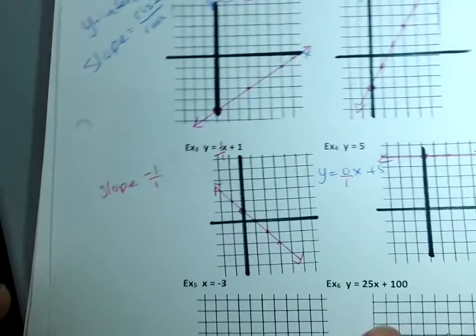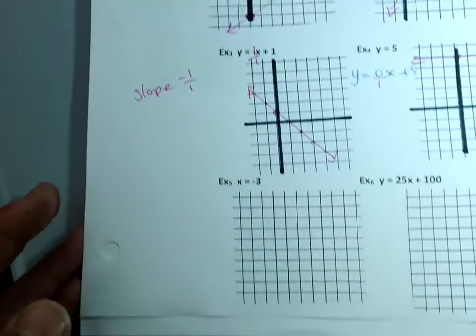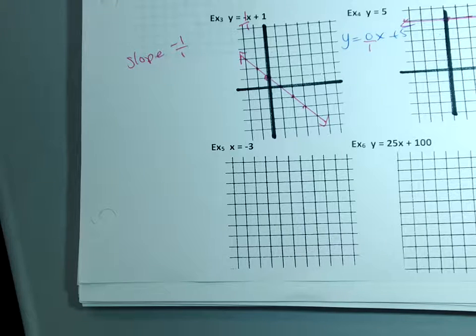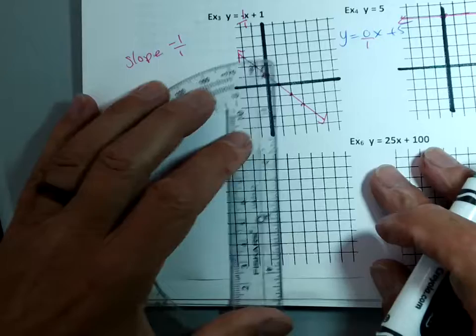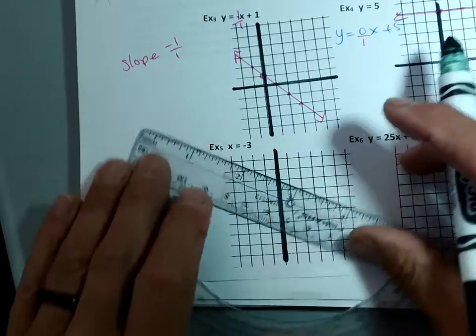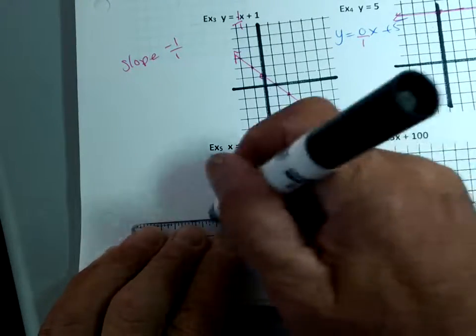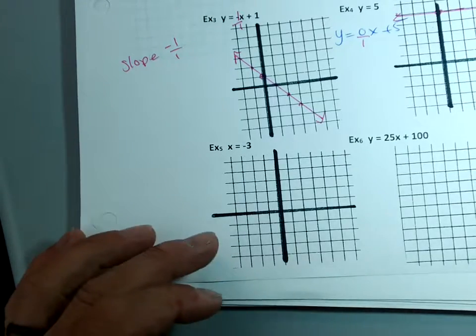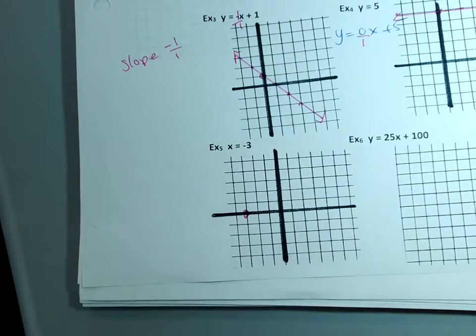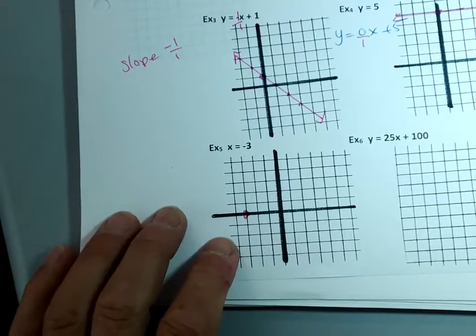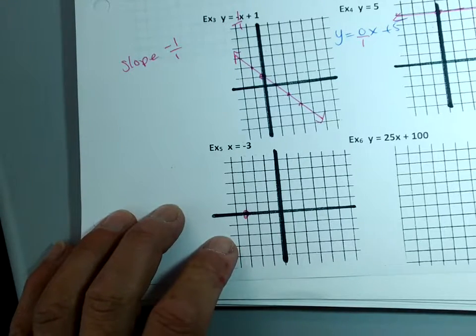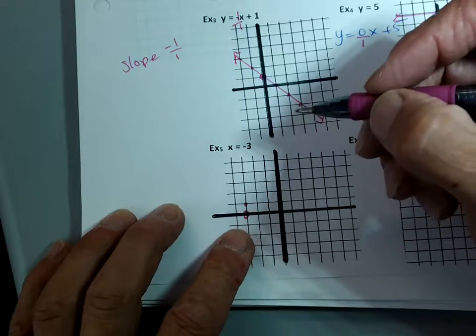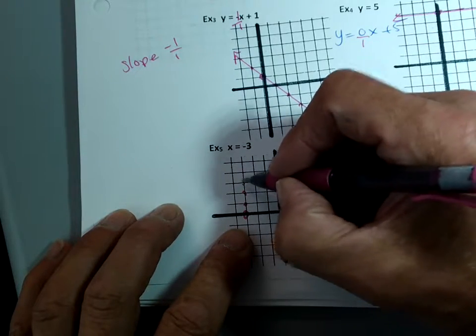All right, now what about example 3? What do you think? X equals -3. Where's the y-intercept? There isn't one. There is no y-intercept. So where are we going to start if there's no y-intercept? On the x-axis. So we're going to go back to -3. And x is always going to be -3. So at this point, x is -3, this point, x is -3, okay?